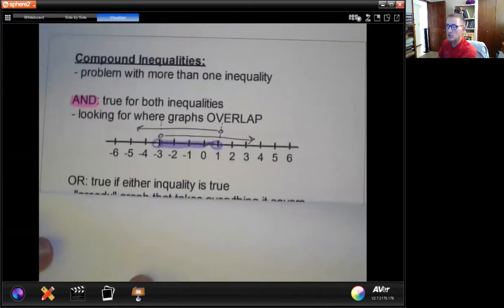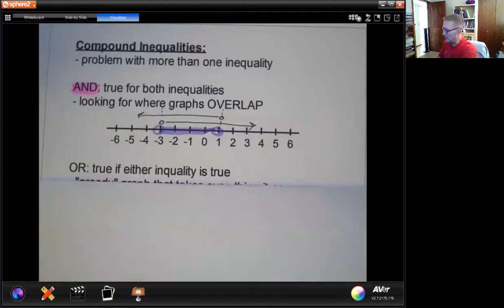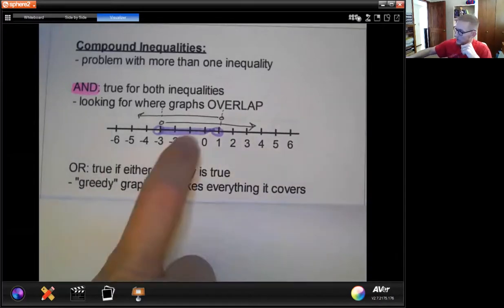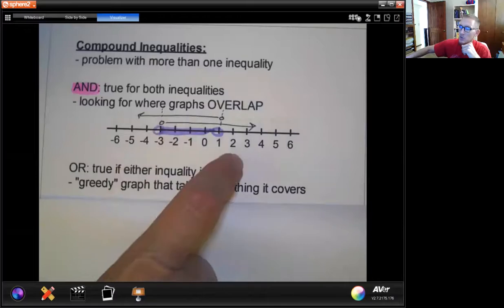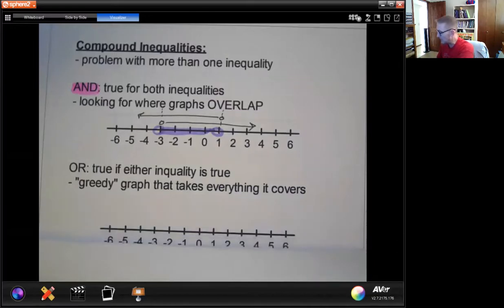An or is true if either inequality is true. They don't both have to be true. It can be either or. And this is key because I look at this and I think the best way to think about it is the graph is greedy. It's going to take everything that it can. So the more it covers, the more of the answer. If you looked up at this example, we had to have it where the two lines overlap. So you can see I have two lines overlapping. So that makes this the solution. An or is greedy, though, so it takes whatever it can as part of its solution.